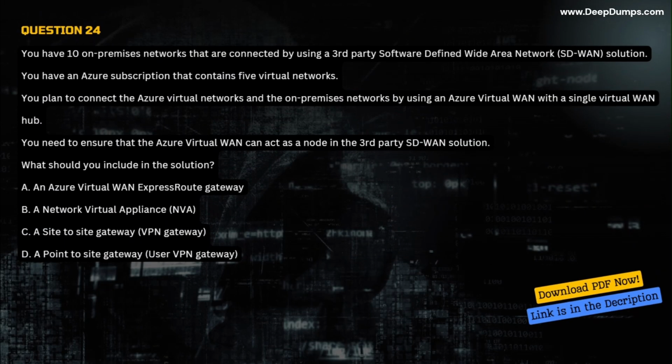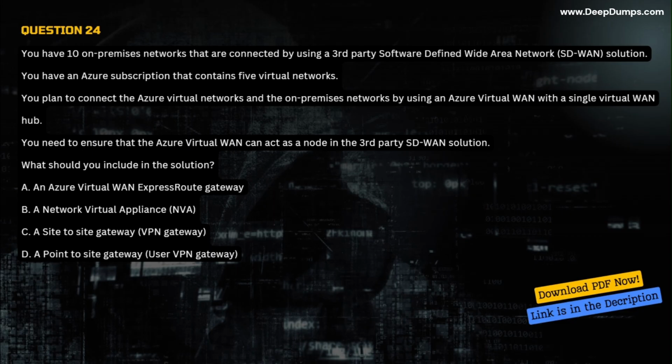Question 24. You have 10 on-premises networks that are connected by using a third-party software-defined wide area network (SD-WAN) solution. You have an Azure subscription that contains 5 virtual networks. You plan to connect the Azure virtual networks and the on-premises networks by using an Azure Virtual WAN with a single Virtual WAN hub. You need to ensure that the Azure Virtual WAN can act as a node in the third-party SD-WAN solution. What should you include in the solution?